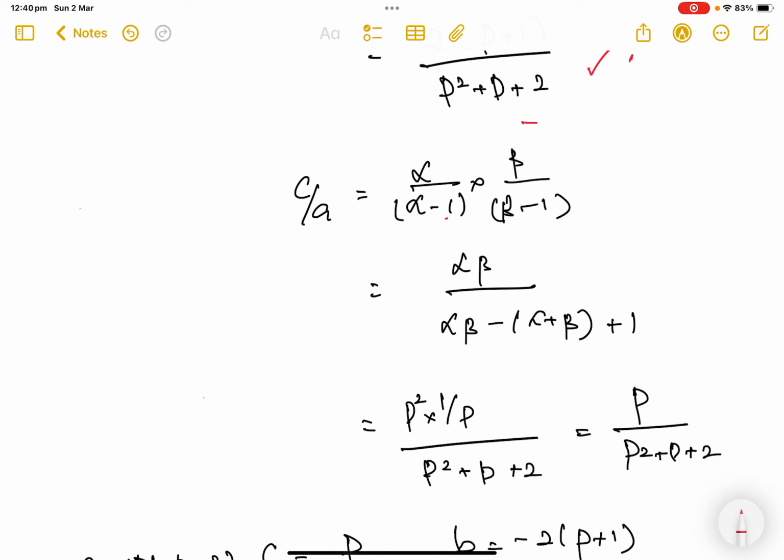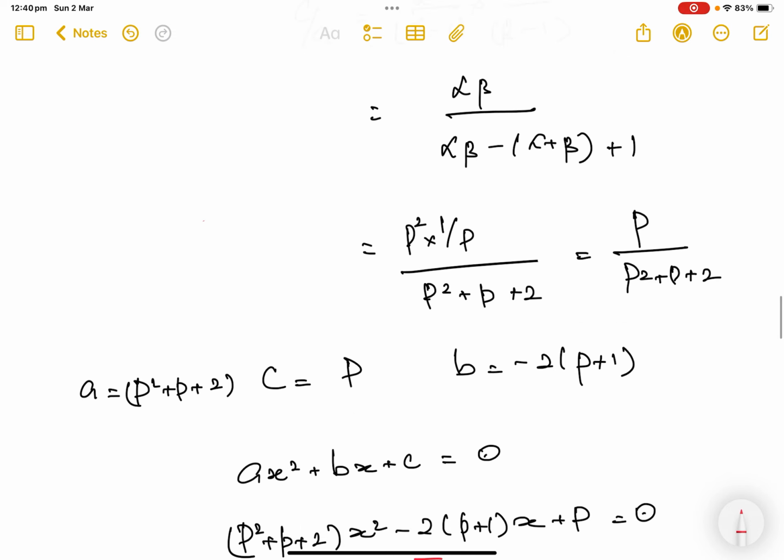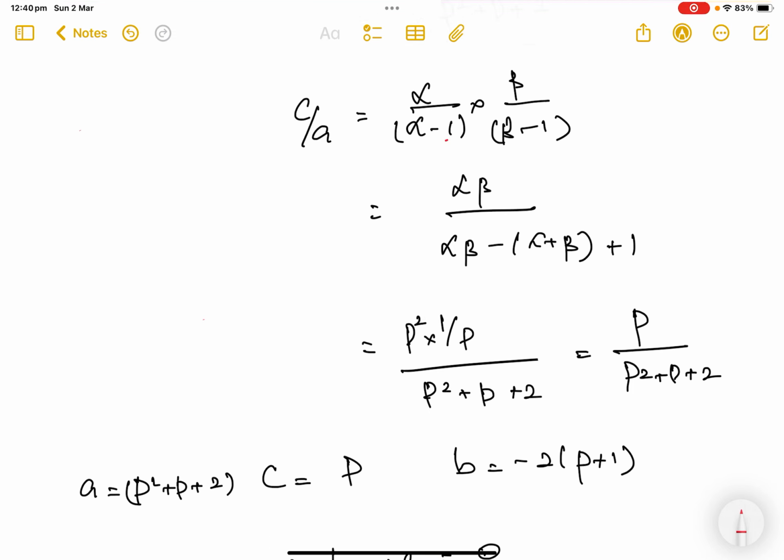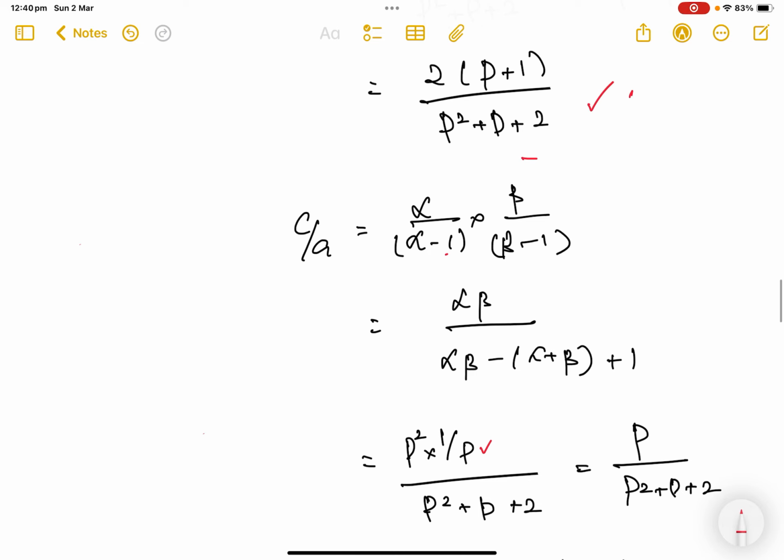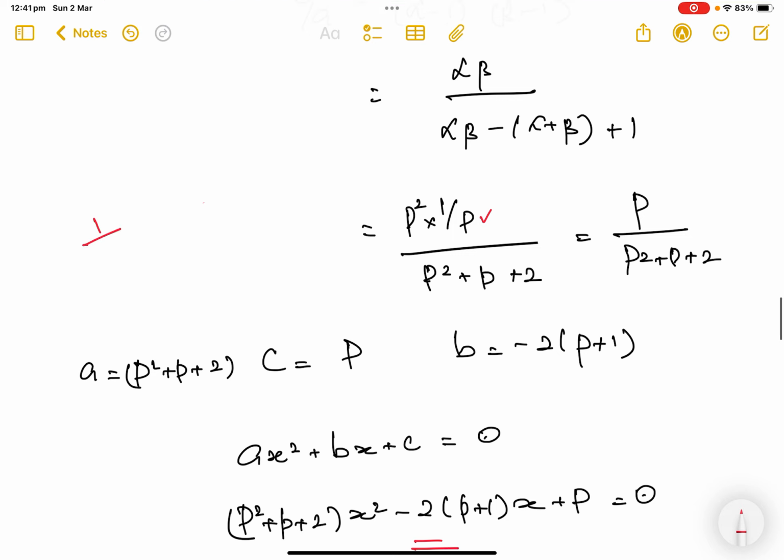Right, alpha minus 1 times beta minus 1. Again, alpha beta, you don't need to go a lot further. It would have been a lot easier if I had done it. Anyway, alpha beta is 1 over p. Then if you do that, same as before, because we know that 1 over alpha minus 1, beta minus 1 equals p squared over p squared plus p plus 2, we can substitute that.